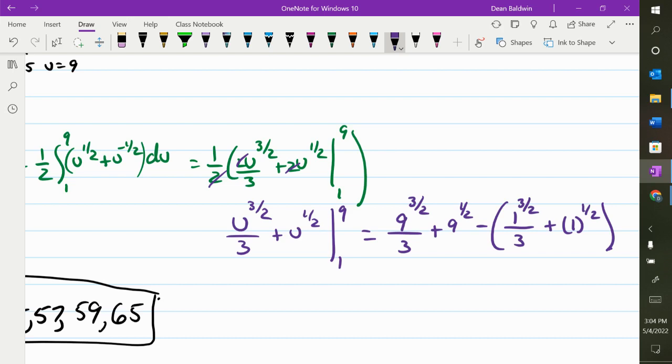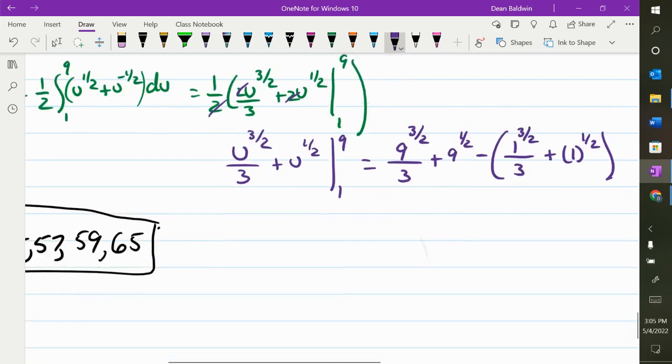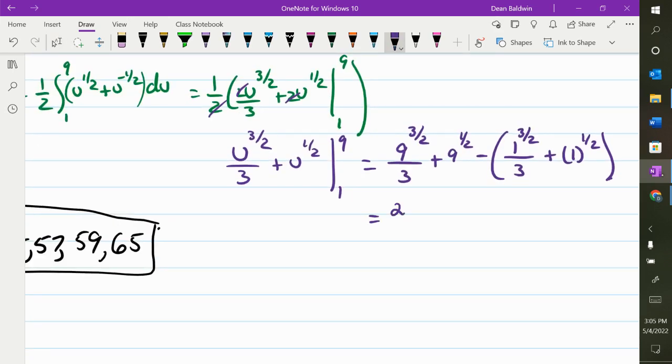What does this little 2 represent as an exponent when it's in the denominator? Square root. What's the square root of 9? 3. What's 3 to the power of 3? So we get 27 over 3. I'm going to leave it as 27 over 3. I know that is a whole number, but I'm going to leave it as 27 over 3.